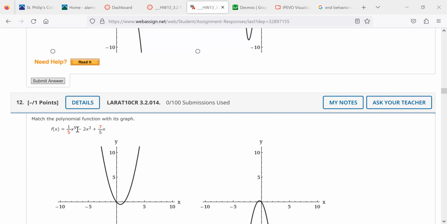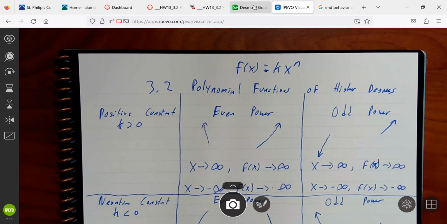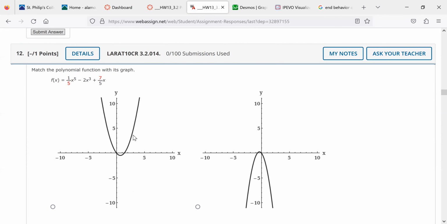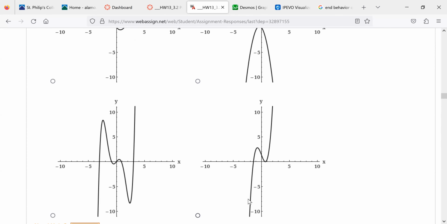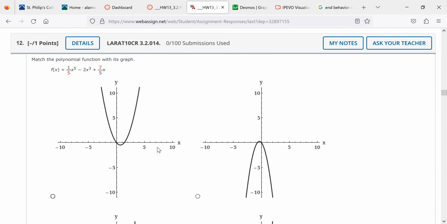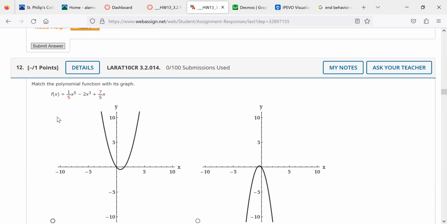So it's going to be the second case we have here, right? This type. We have an odd power, and the 1/5 is positive, so it has to be this kind of shape, right? So it rules out A and B right away. Most likely it's going to be C because it's a little weird looking. And this is a fifth power function.